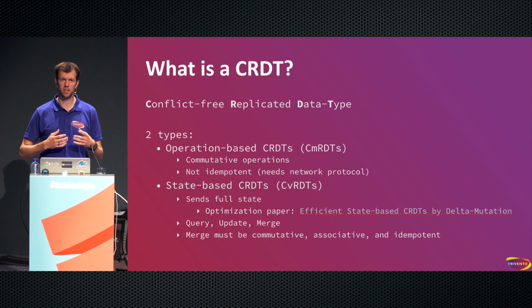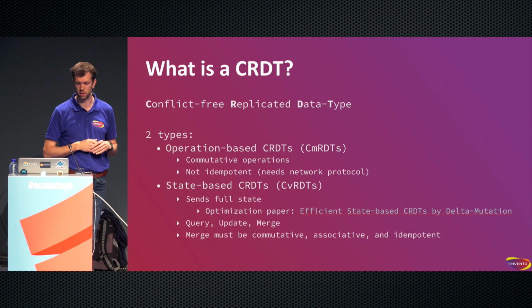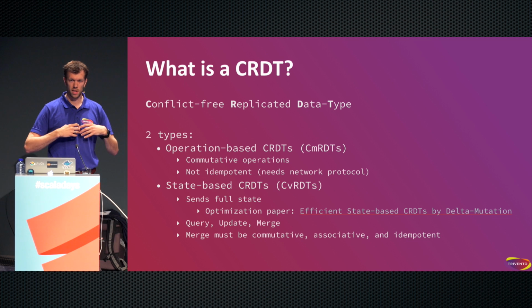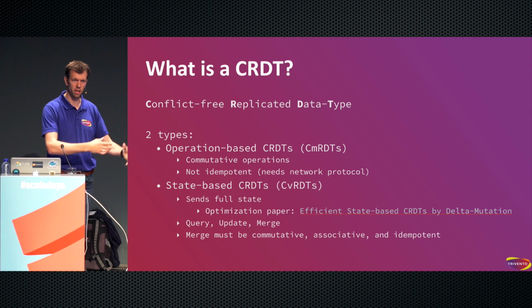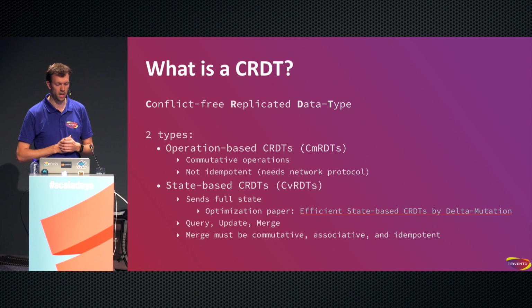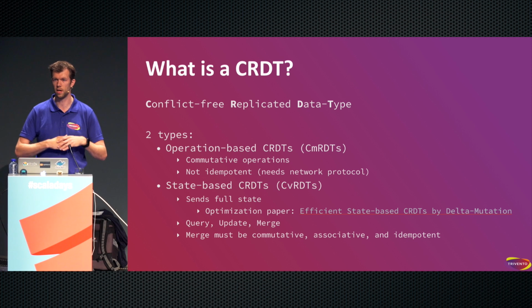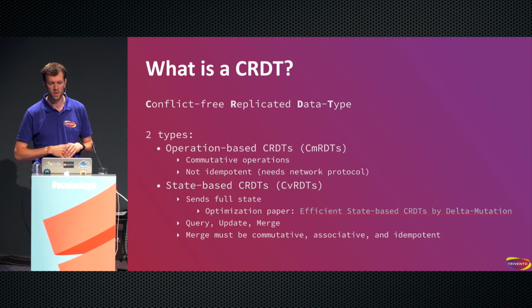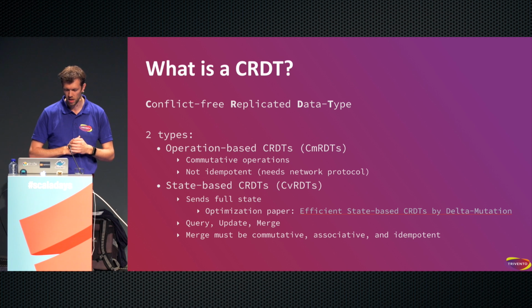The state-based CRDT is essentially a full state sent around to the other nodes. And by sending this full state, you get the feeling that you get a lot of data over the wire, right? So there are some optimizations, and there's an optimization paper, efficient state-based CRDTs, by using delta mutations. And I'm really glad that it is part of Akka since recently.